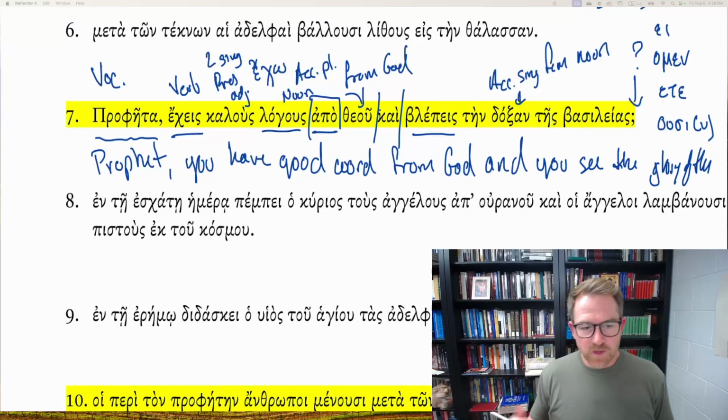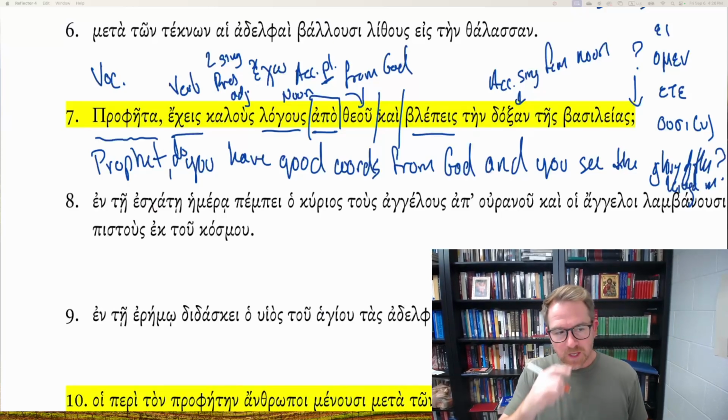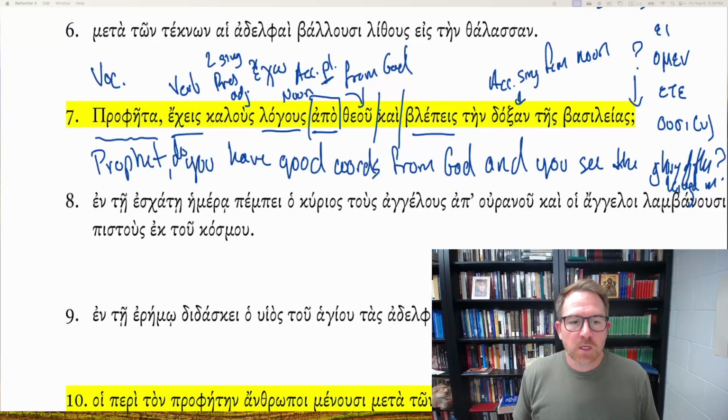Question mark. So we have to rephrase this. Prophet, do you have good words, because it's plural, good words from God, and do you see the glory of the kingdom? Question. Glory of the kingdom. So this is a good example of making sure that we pay attention to the very end to know we're looking at a question. Also to be paying attention for all the different cases that we see in both the first and second clauses of this sentence, the echeis kalous logous apo theou and the blepeis tēn doxan tēs basileias.